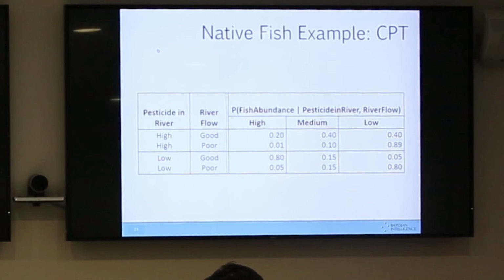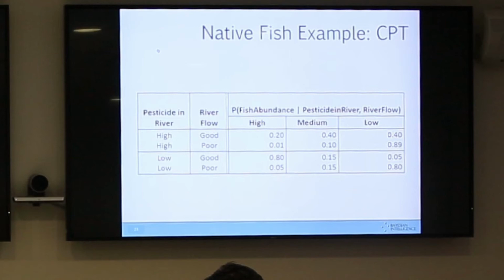We say here, that's not our best. Our best situation is when the pesticide is low and river flow is good. We get our 80% chance of high fish abundance. Why is it not 100%? Because there's other stuff going into the system which we haven't put into the model. We don't know about it. There might be somebody going around shooting the fish or something like that. We didn't put that in the model. We have to account for that uncertainty within this number here.